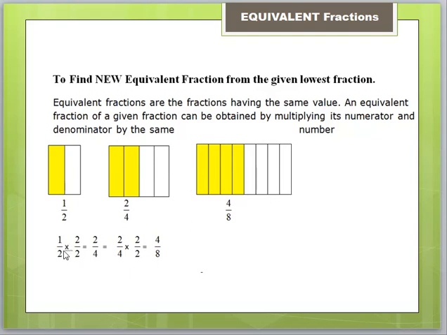1 upon 2, multiply by 2 in the numerator and also 2 in the denominator. Both the numerator and denominator will be multiplied with 2. So 2 ones are 2 and 2 twos are 4. Now again, 2 upon 4 is multiplied by 2 upon 2. Again we will get 2 twos are 4 and 4 twos are 8. So this is how we make equivalent fractions.